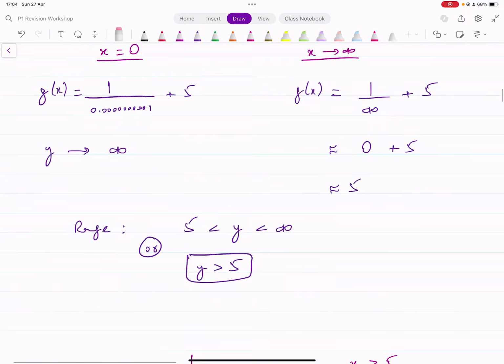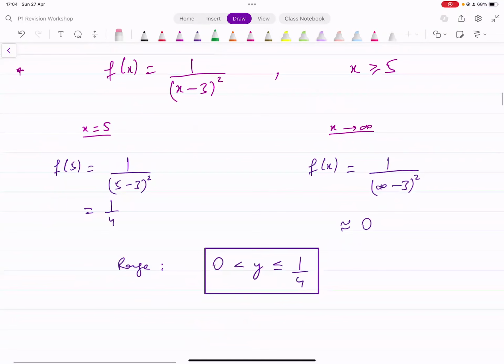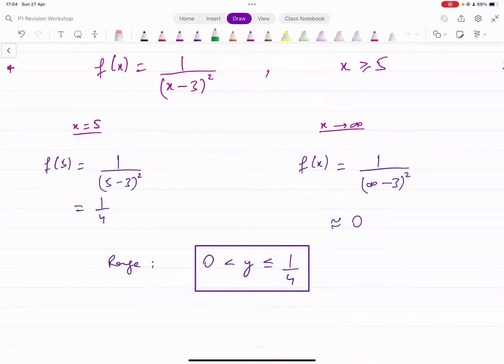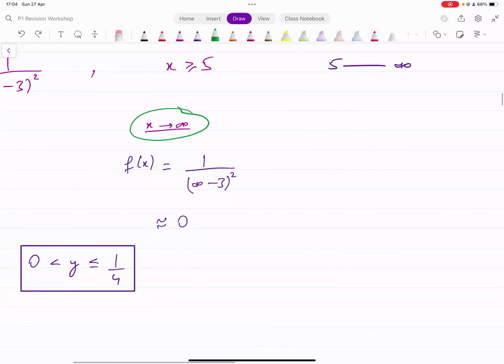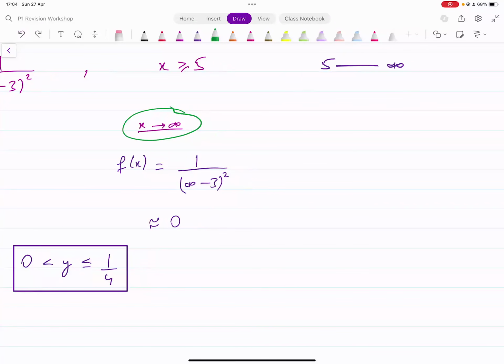Okay. Let's have a look at this example. 1 over x minus 3 whole squared. The domain is x is greater than or equal to 5. That's the domain of this function. Again, we think of the endpoints. We think of what happens when x is 5 and what happens when x goes towards infinity, right? These are the endpoints of the domain, from 5 to infinity.